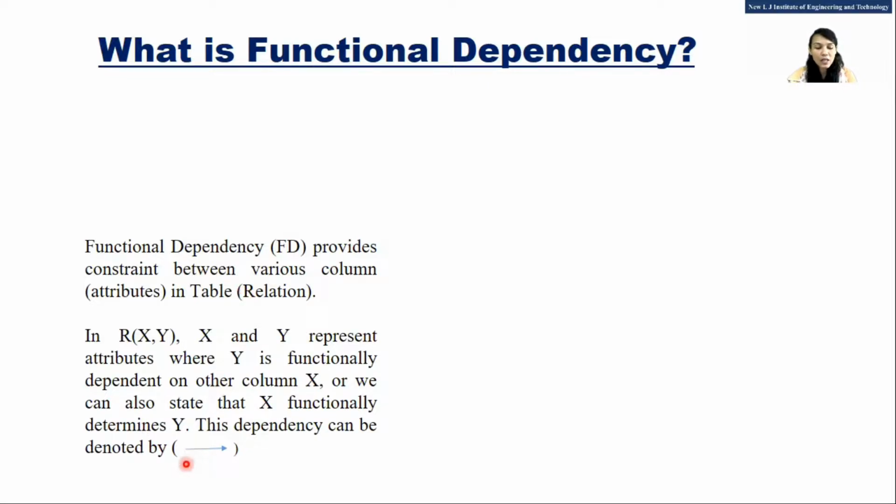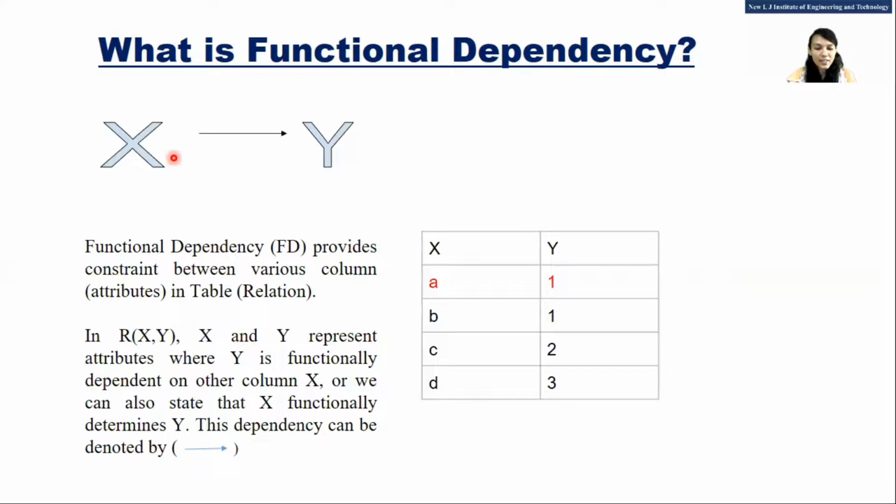If we want to denote the dependency, then the notation is an arrow. Suppose we have attribute X and attribute Y. If I write the arrow in the middle between X and Y, that means X determines Y, or we can say that Y is functionally dependent on X. Let's take an example. Here we have X and Y, two columns, or we can say two attributes, and here we have different values for X and Y. If we say that X determines Y, or Y is dependent on X, then X is known as the determinant and Y is known as the dependent.